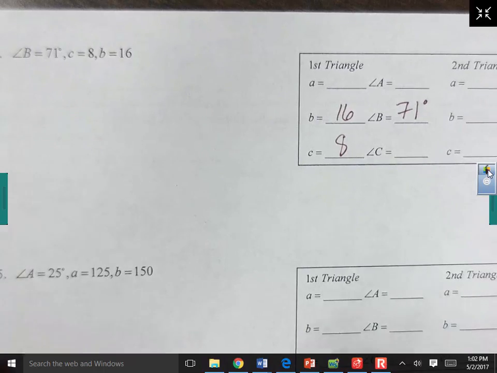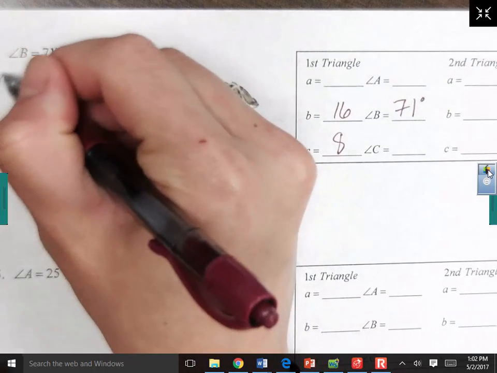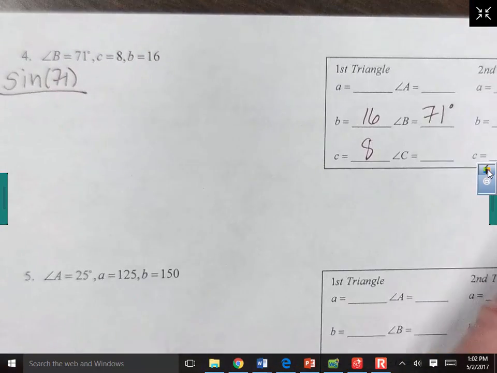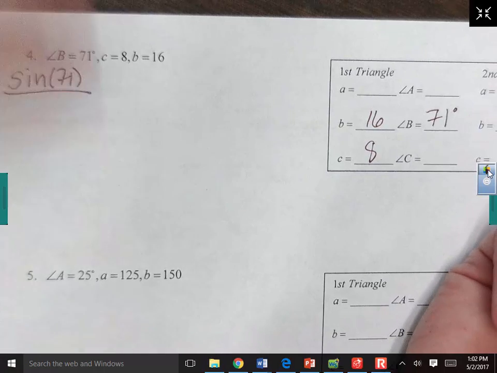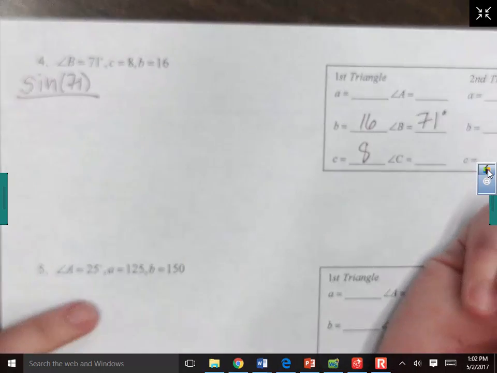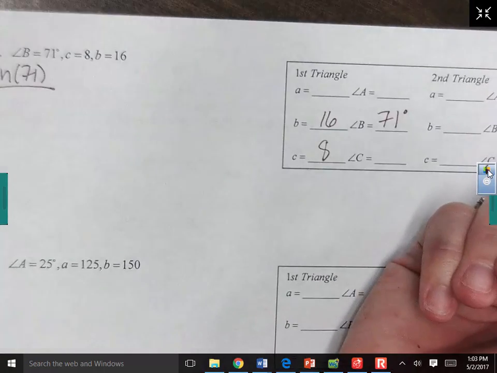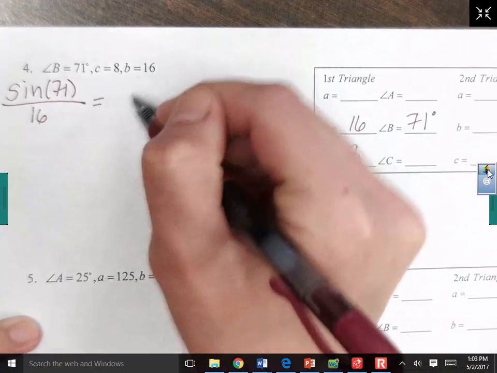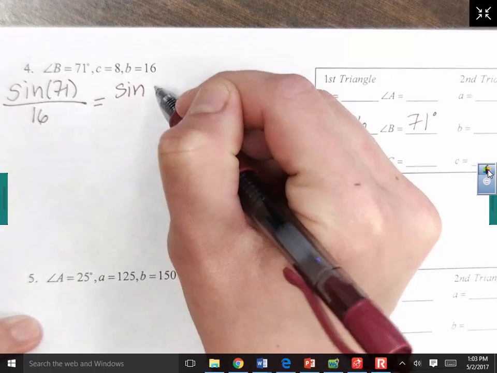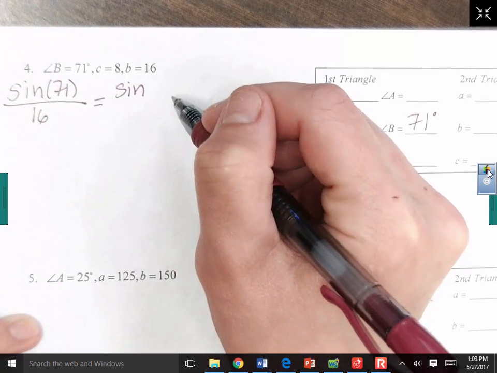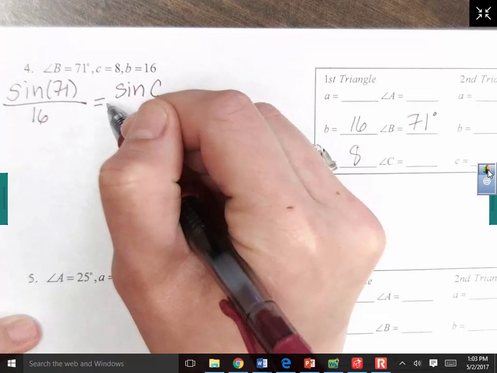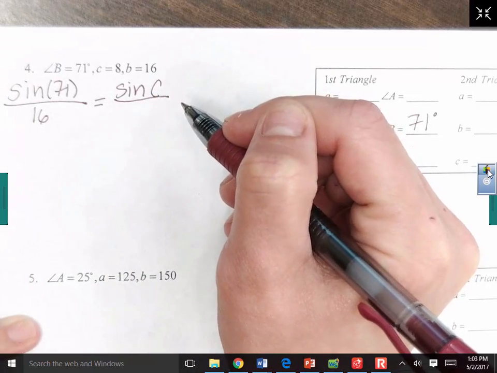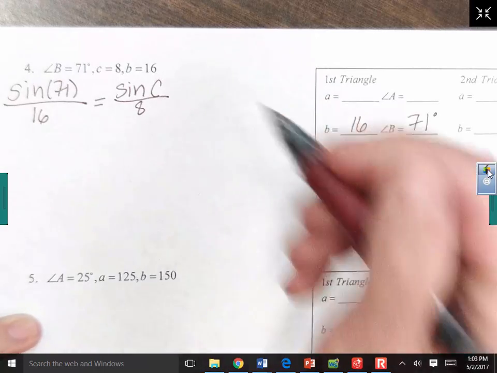Sine of 71 over 16, okay? Is equal to the sine of C over 8, okay? So now what do we do?